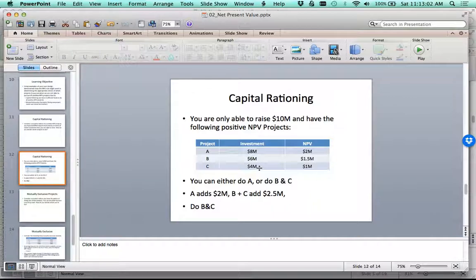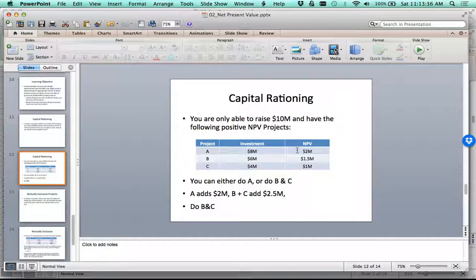Well, it doesn't take a rocket scientist to figure out that in this situation, if you start making combinations, there are only a certain number that fit inside the $10 million threshold. We could just do one of them: either A or B or C. If we do A, there'd not be enough money to do B or C. Or we could do B, and then we couldn't do A, but we could do C. Okay? Those are really the only combinations. And so what you can do is look at those different combinations.